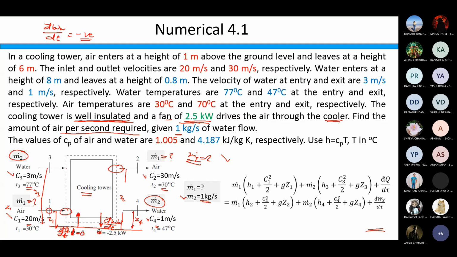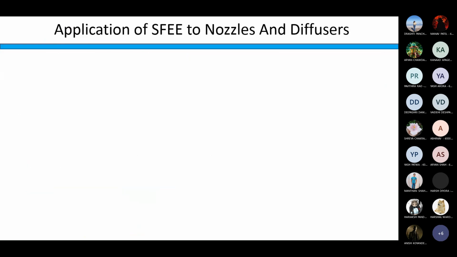Okay, so we have solved this problem. Next, in the last lecture we derived the steady flow energy equation, right? And what is the basis for the derivation of the steady flow energy equation? Two important things we talked about. One is the mass balance and the second is the energy balance, right? Using those two equations, we derived the steady flow energy equation.